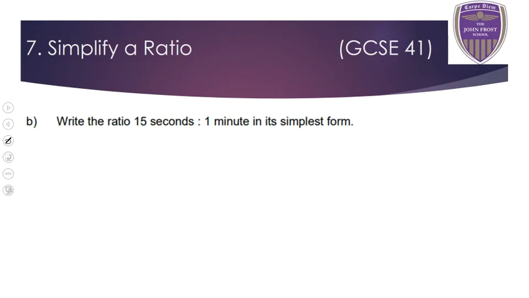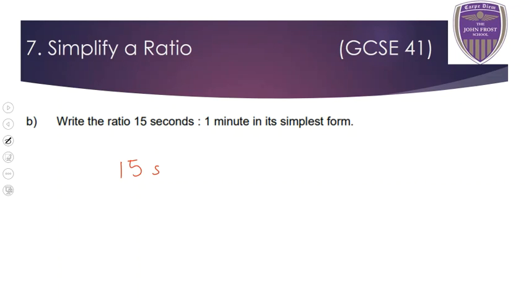All right. This one now, so write the ratio 15 seconds to 1 minute in its simplest form. So this time the units are different, so we can't just simplify the numbers. We can't just start thinking, oh, what can I divide 15 and 1 by? Because we can only simplify a ratio if the units are the same. So we either need to change them both into minutes or both into seconds. In this question, obviously, it would be much easier to change them into seconds.